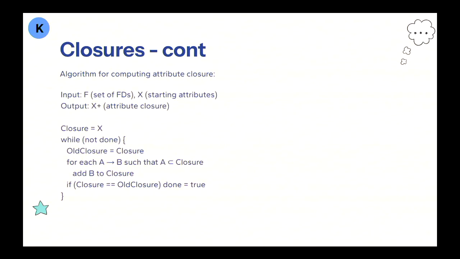And here's a pseudocode for computing attribute closure. This is in plain text: it is to add all the attributes that could be determined by this initial set of attributes according to the given set of functional dependencies. So this is how it is explained in plain text. We collect all the attributes that could be determined by the initial set of attributes according to the functional dependencies. So that's how we calculate closures for sets of attributes.